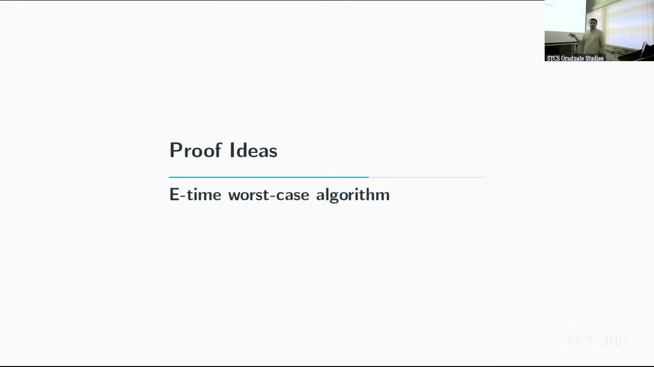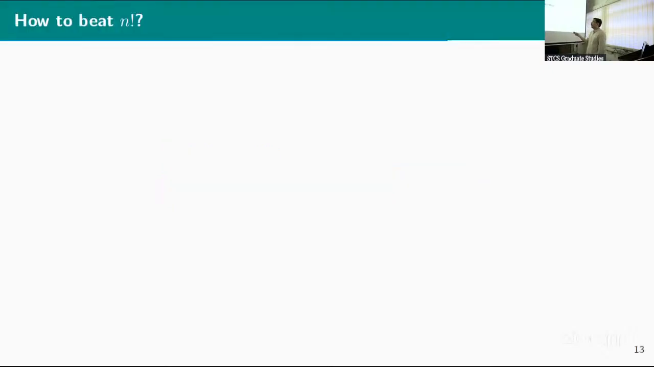Firstly, E time is non-trivial, which is why I want to present this algorithm. Because what is the naive thing to do? The naive thing is to just go over all the orders one by one and run the known order reconstruction. That would be one approach. But how do you beat that? How do you beat n factorial or n factorial times poly n?